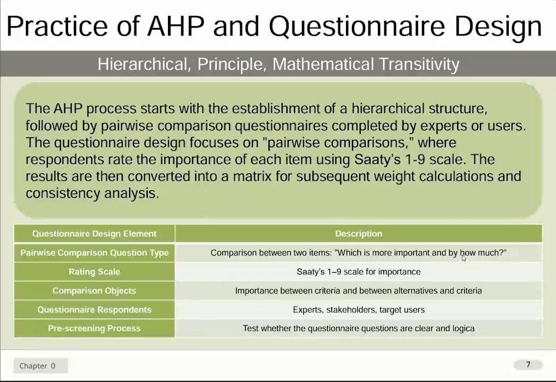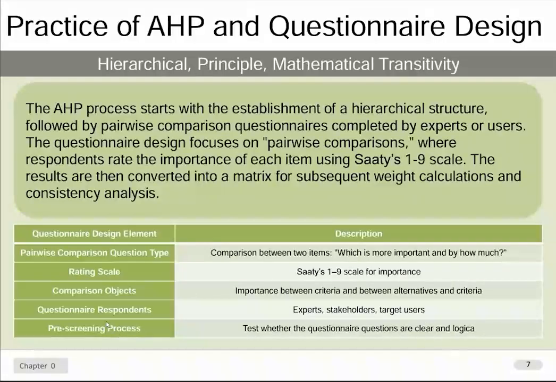And how do we decide which one is more important and how to represent that? We will use Saaty's 1 to 9 scale for importance. Which means there will be a dimension from 1 to 9 and you can choose, okay? So probably 9 is the most important. If you think A is 2 times or 4 times more important than B, then you can choose accordingly on the 9 scale, etc. So that's about the rating scale.